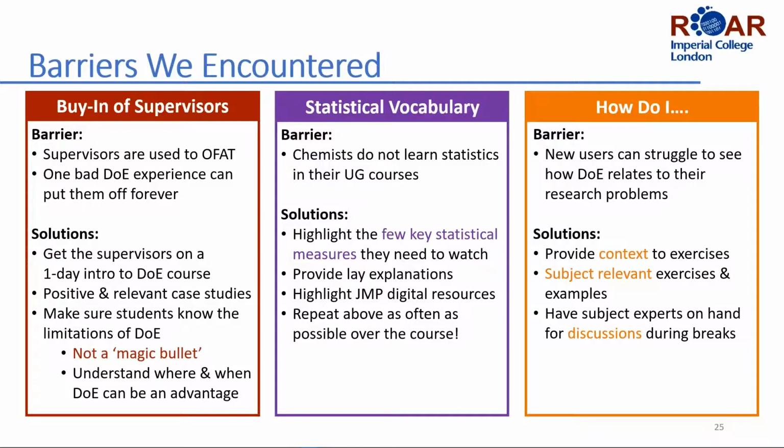And I guess key to that is the professors in synthetic chemistry. They're all used to doing this OFAT, this one factor at a time approach. And we're also very aware that if we send students with some DoE knowledge and they have a bad experience, that could potentially put a whole research group off trying DoE again forever. So what we're trying to do to solve this barrier, well, we try and get the supervisors along to the course as much as possible.